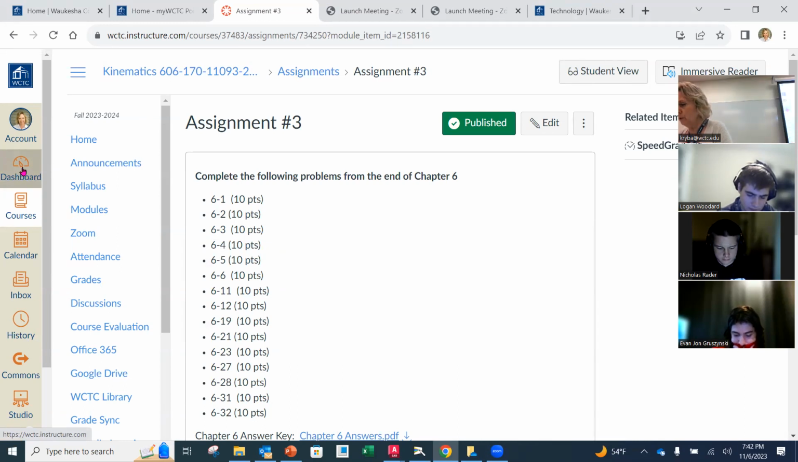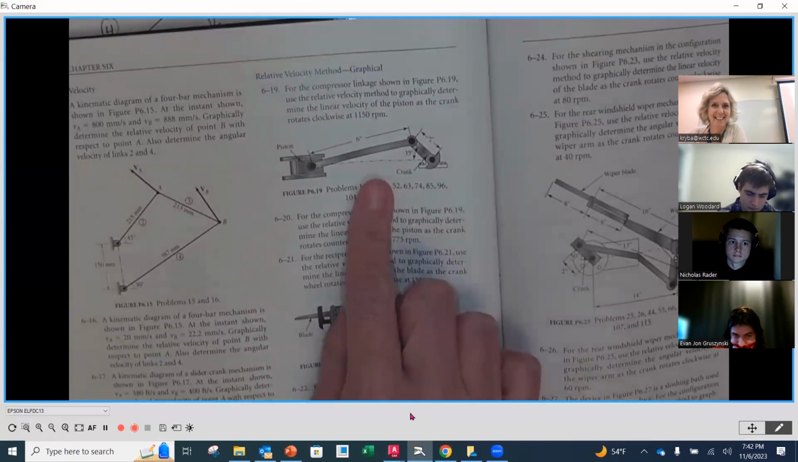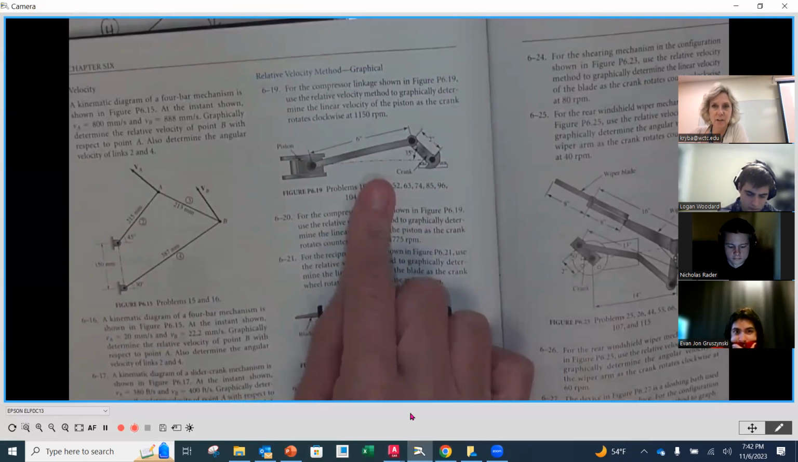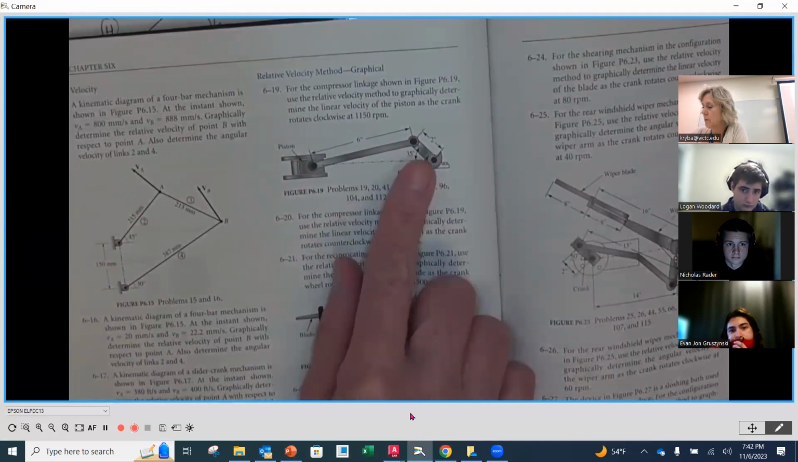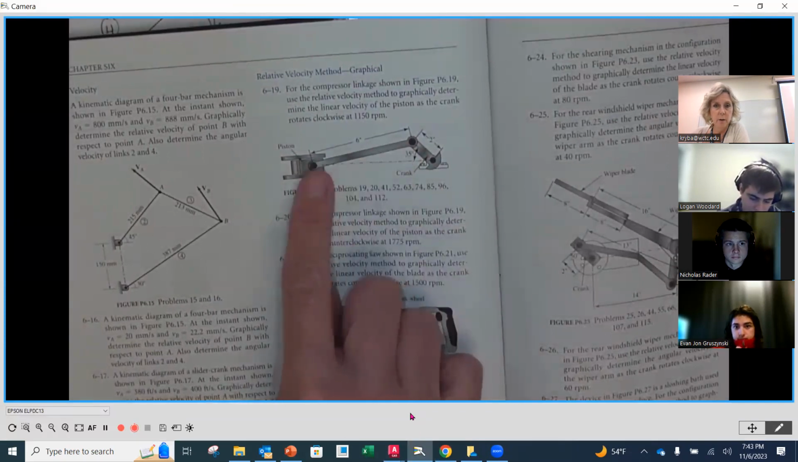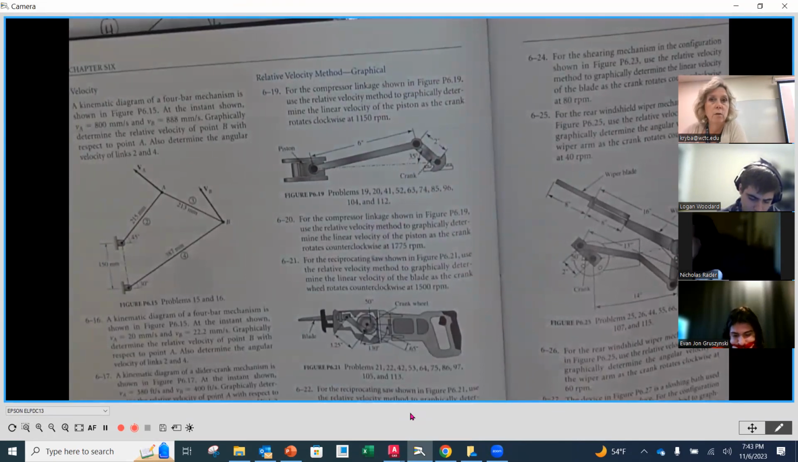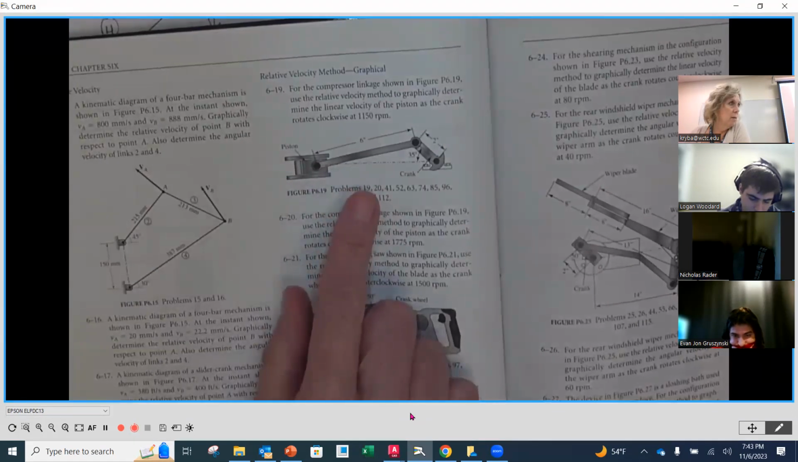So if we go to page 162 in your book, you will find problem number 619 right at the top. Okay. So problem 619 should look pretty familiar. This is a compressor linkage. And you'll notice that it has a 2-inch crank. Here's the crank over here, here's the connecting rod, and here is the piston. In Chapter 4, you guys set up this linkage already once for us, okay?